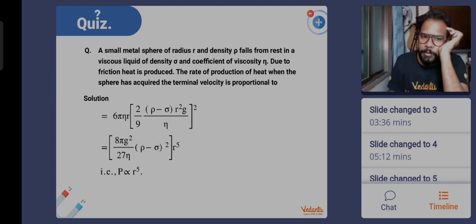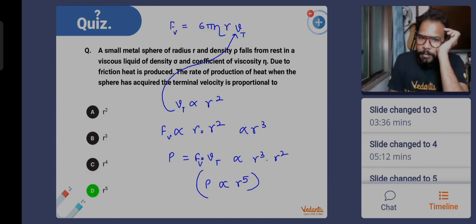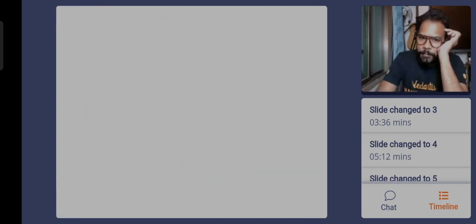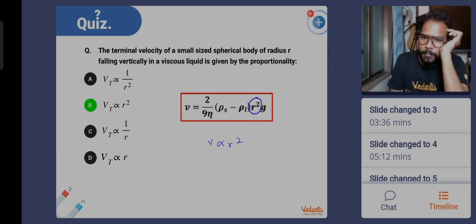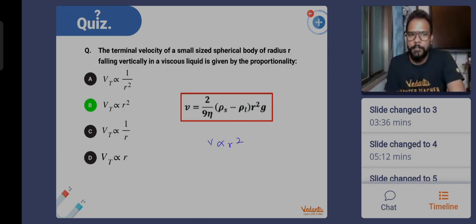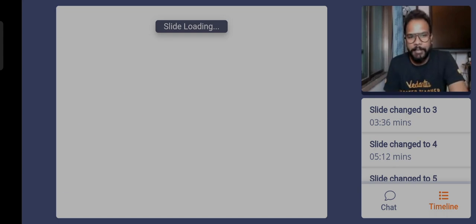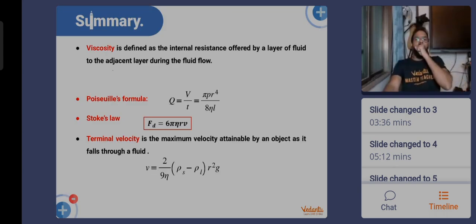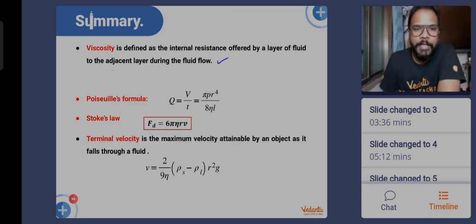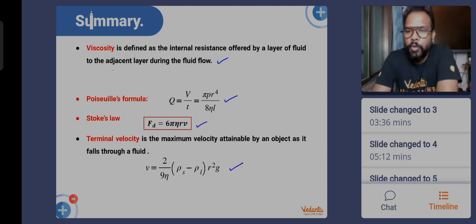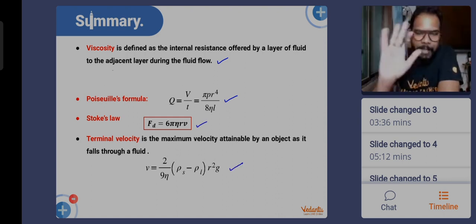Why more the radius, more the velocity? Okay. So everyone, these are the things that we have studied today: viscosity definition, Poiseuille's equation, Stokes' law, and terminal velocity. Okay. Sir, can you go to units, just a second? We will talk about it now, wait.